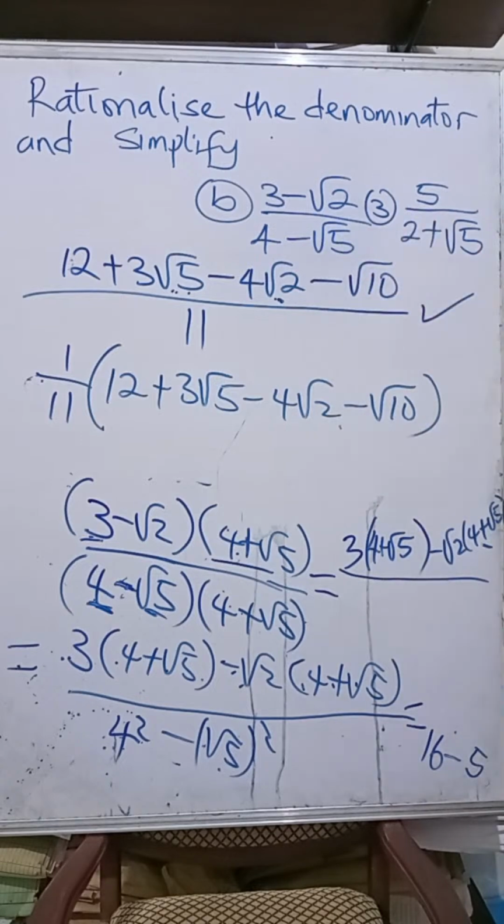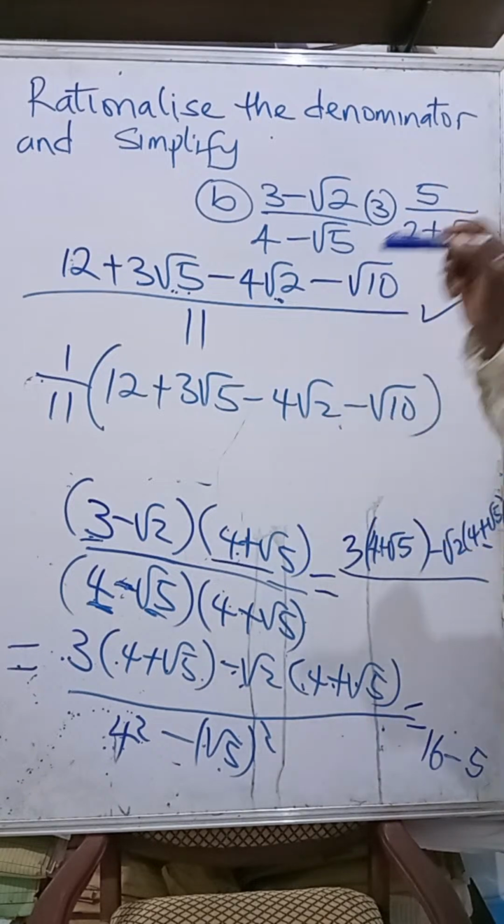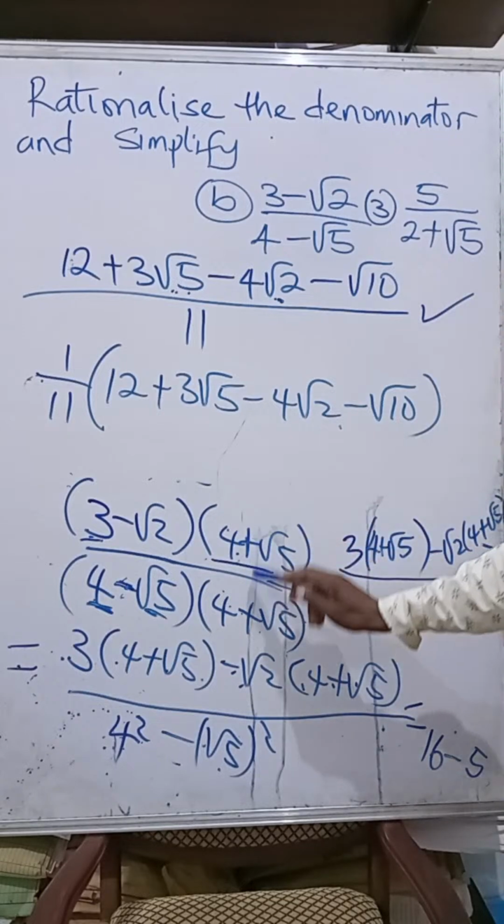Then we said that the denominator contains irrational roots. It contains an irrational number. So in that case, we need to get the conjugate of that denominator, and the conjugate will be 4 plus root 5. And then use it to multiply the numerator and the denominator. And that's what we have done here.